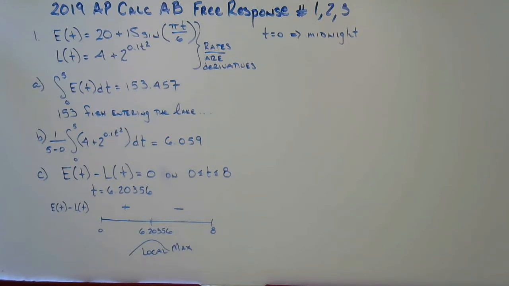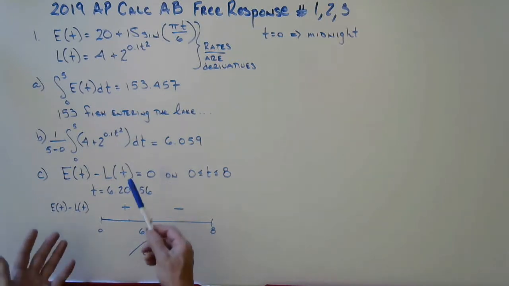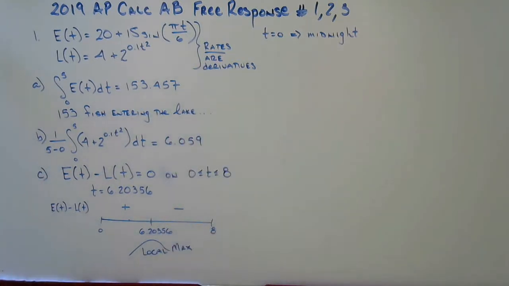So we can solve this just by using our sign test and treating it like it's the maximum value on a graph. As long as we remember that the number of fish in the lake is the rate at which they enter minus the rate at which they leave, and those are already derivatives.